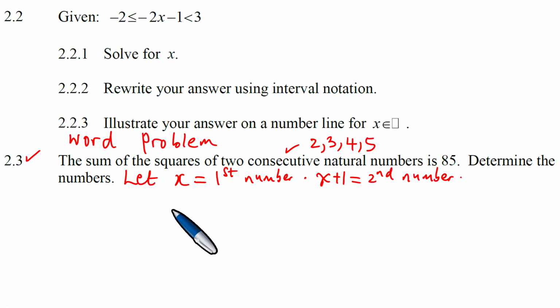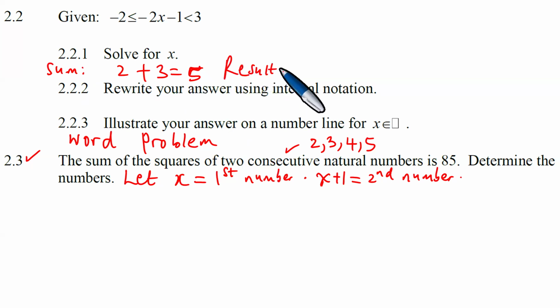What is the difference between a sum and a product? For example, 2 plus 3: the sum is the result after addition. So 5 is called the sum of 2 and 3. Sum means the result after addition. So here they're saying the sum of the squares.